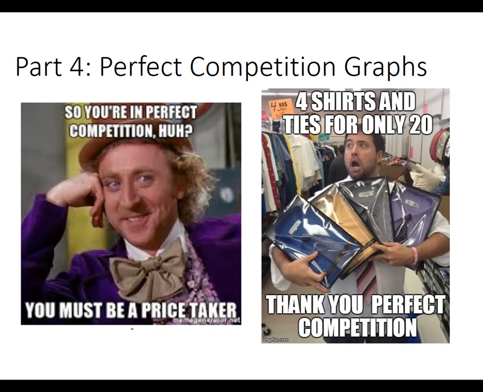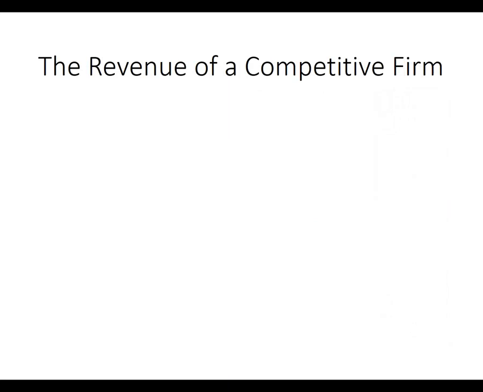I don't know if memes are no longer cool. Here's a couple from perfect competition. So he's a price taker. And then this guy is on the production side, and this guy's on the consumer side. He's saying that the shirts are perfectly competitive and that the equilibrium prices for shirts and ties are only $20, so $5 each tends to be the price of a cheaper shirt.